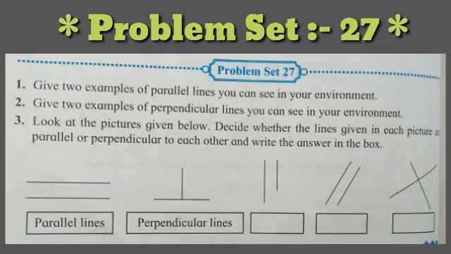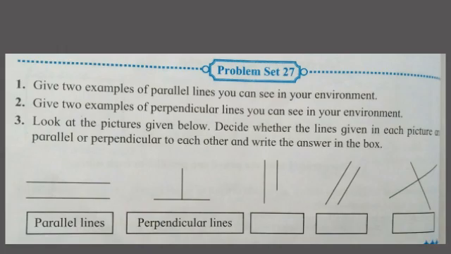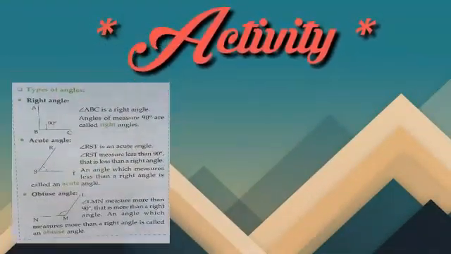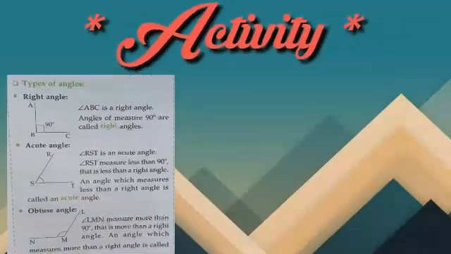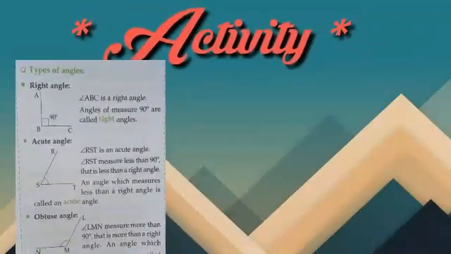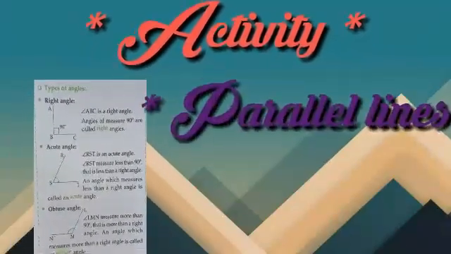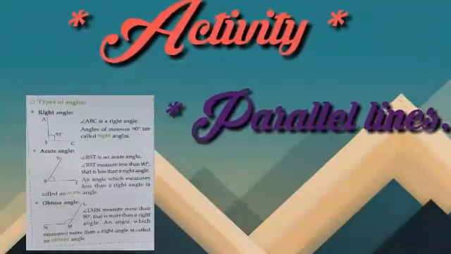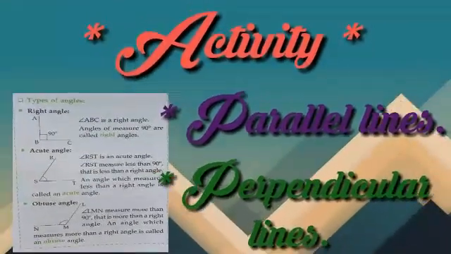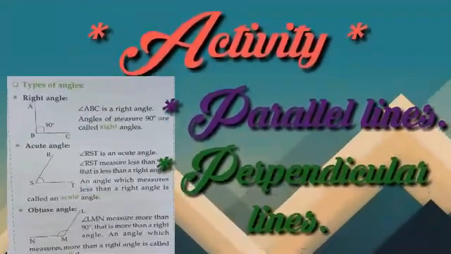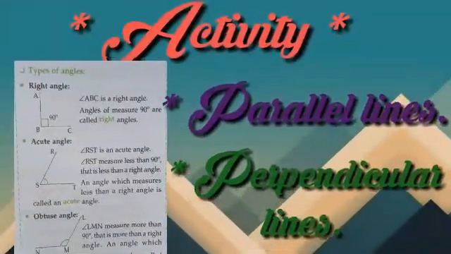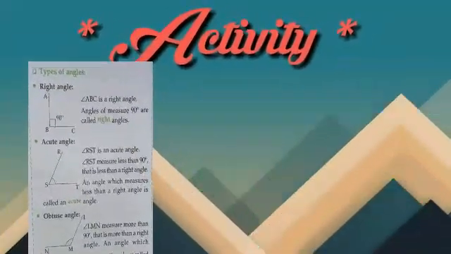Like that, our problem set number 27 is over. Complete the exercise in your notebook. Now students, it is time to note down your activity. You have to write and learn all the three types along with their definition and figure, as well as you have to learn and write parallel lines and perpendicular lines along with their definition, figure and examples. You have to write all these three points on the foolscap paper.